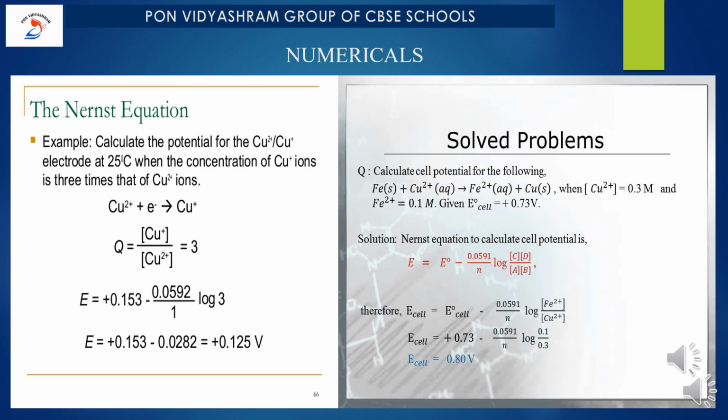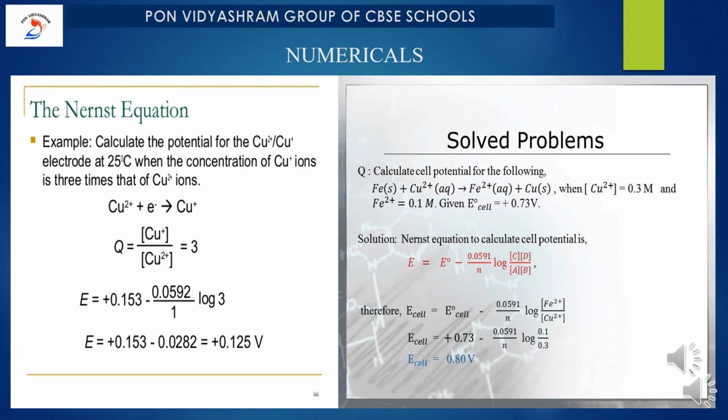The second one is to calculate the cell potential for the following. Now, you can see the reaction: iron reacts with Cu2+ in aqueous medium to give Fe2+ in aqueous medium plus Cu in solid form. The concentration of Cu2+ is 0.3 molar and Fe2+ is equal to 0.1 molar, and the given E naught cell value is plus 0.73 volt.